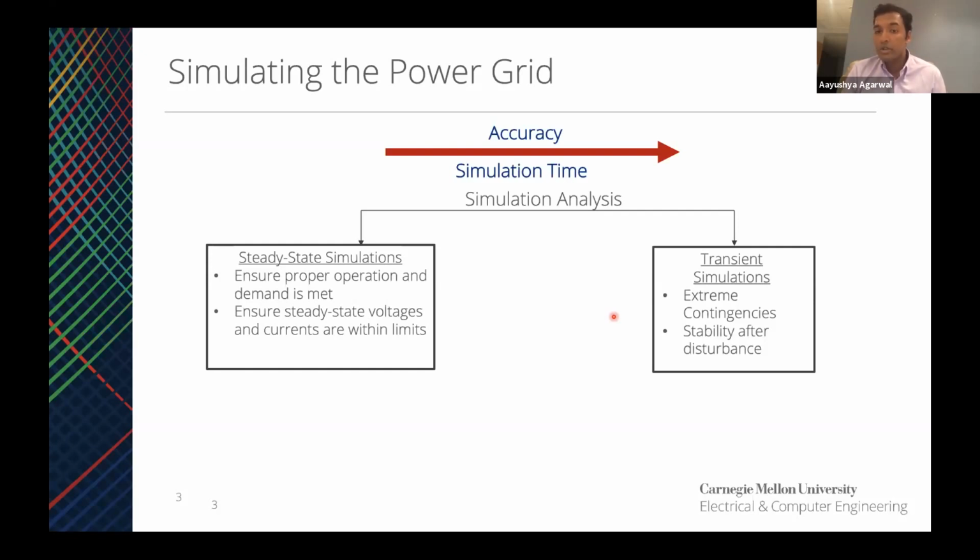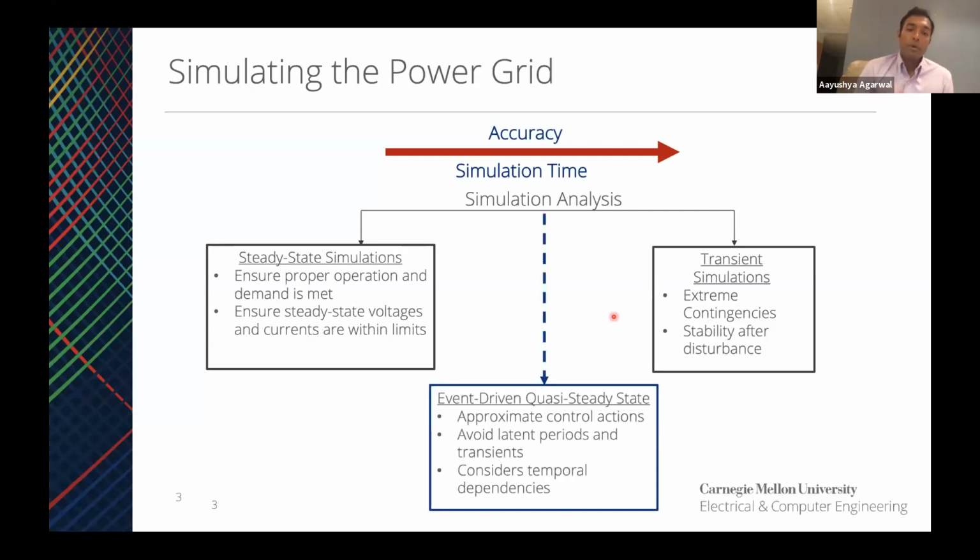Transient simulations are of course much more accurate than steady state simulations, but they take a lot of simulation time and especially haven't shown the scalability for a realistic large system. So what we're trying to propose is something in between, where we have the scalability of steady state simulations, but it avoids things like latent periods and transients, yet it can still approximate the quasi-steady state of control actions.